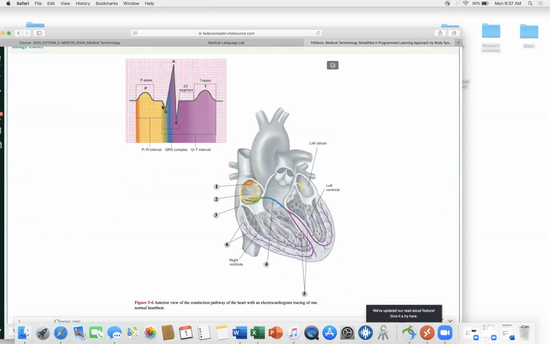This is an example of an electrocardiogram, right? If you look at the word, we're looking at the electricity of the heart. And your heart actually has an electrical system, an electrical wiring. And it matches up to your EKG or ECG read.